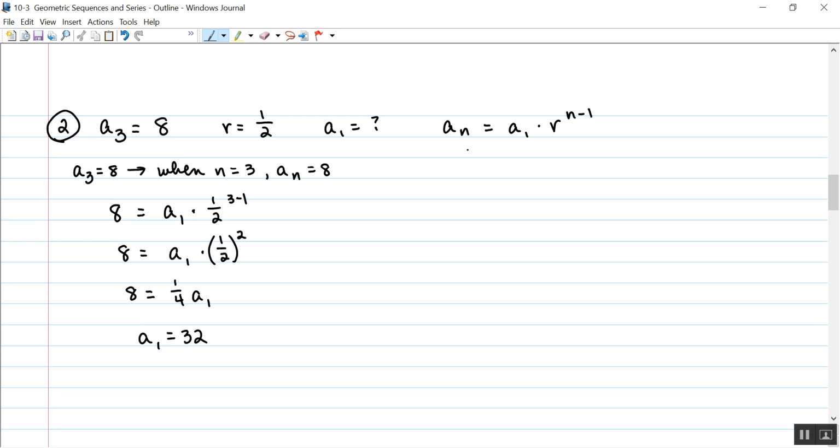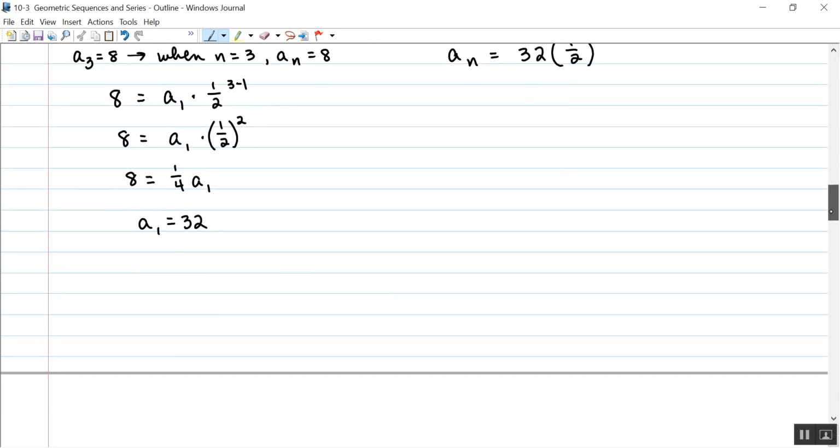Now I can just plug that into this formula to get my answer. So the nth term is going to be equal to 32 times my common ratio, which is 1/2, raised to the power of n minus 1.